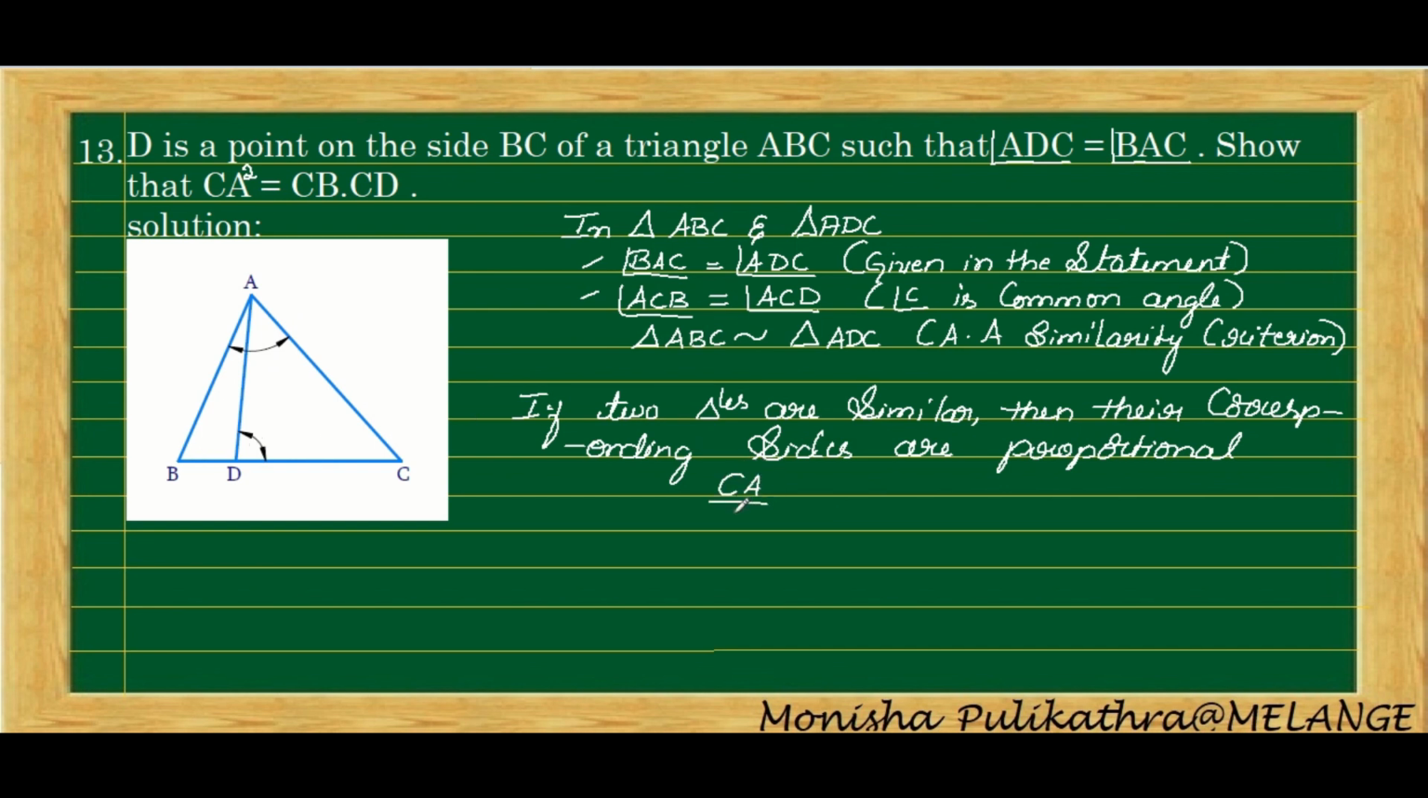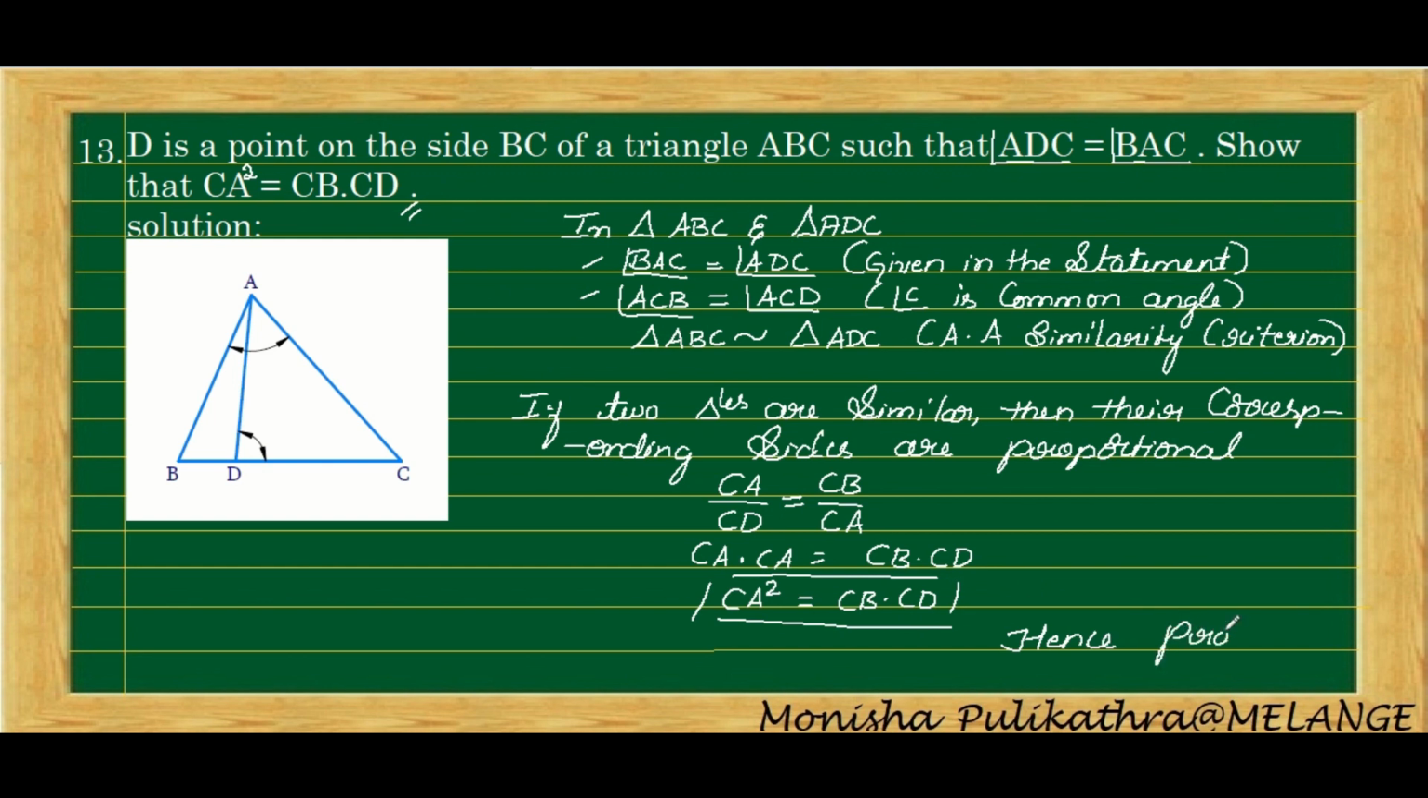That is, CA by CD in the half triangle is equal to CB by CA in the full triangle. Then by cross multiplication, we will get CA into CA is equal to CB into CD. Okay, CA square is equal to CB into CD. So whatever they have asked to prove, we got that. Okay, so write it as hence proved. I hope you understood this.